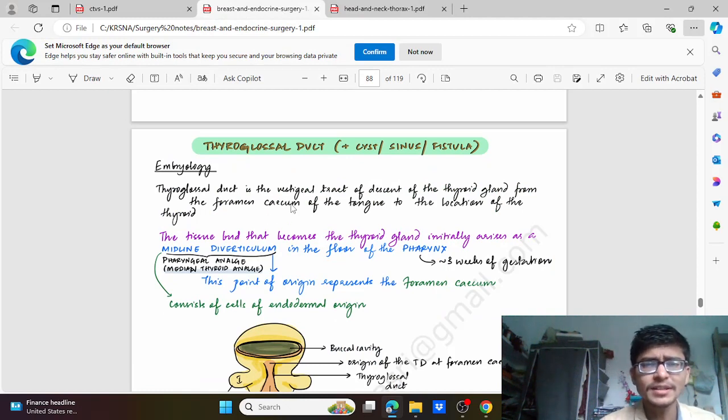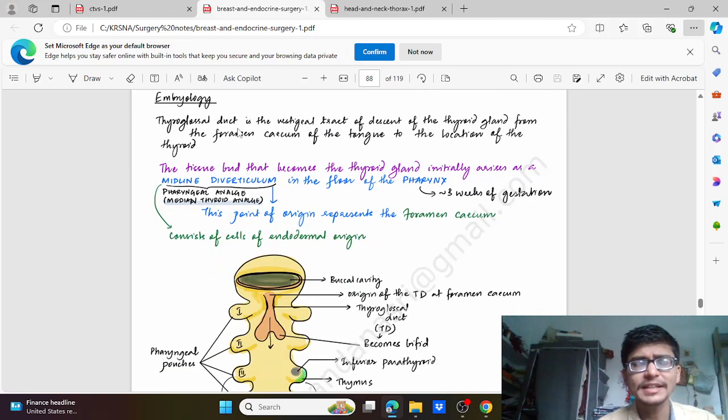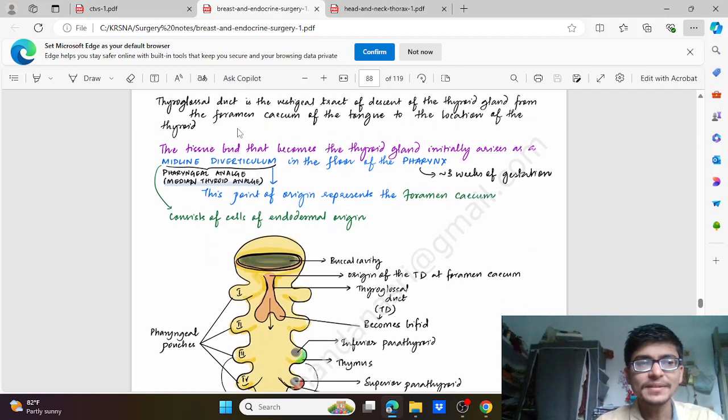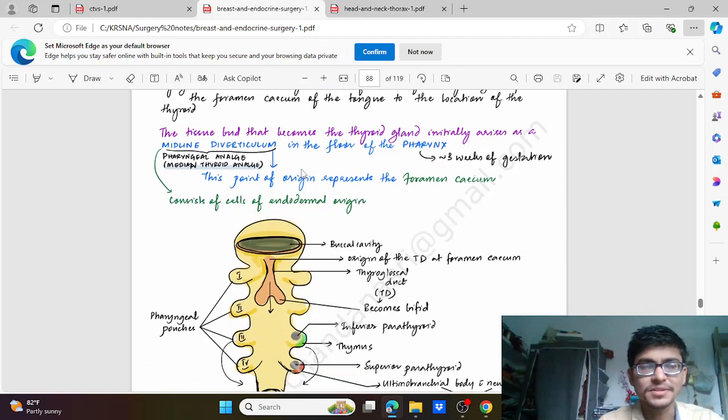So now we'll be discussing thyroglossal cyst. The embryology: it is the vestigial remnant of descent of the thyroid gland from the foramen cecum of the tongue to the location of the thyroid. That means from the tongue it is coming down near the thyroid region from the foramen cecum, and the descent is converted to the tract, and the remnant will result in disorders.